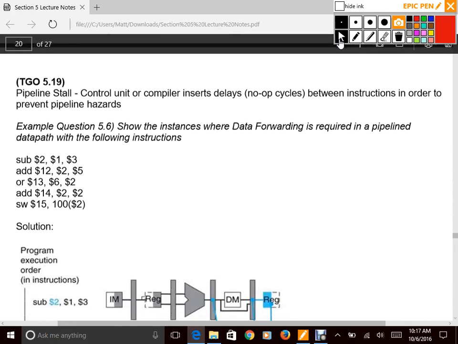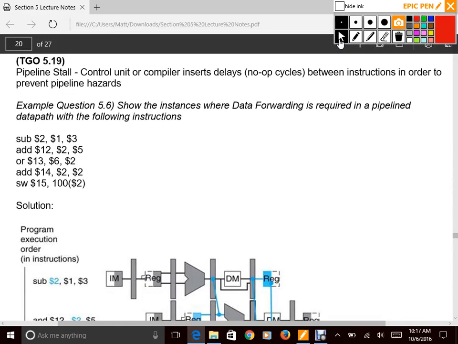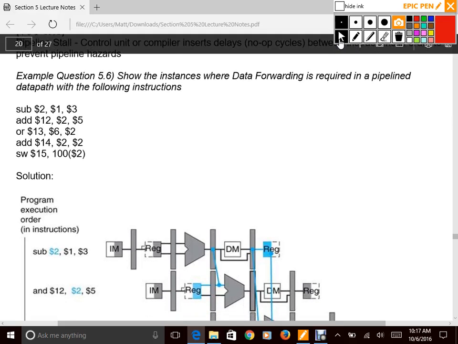All right, so here's how this is gonna break down. Example 5.6, the way that I'll have it on an exam is I will more than likely have four instructions. And I will say, part A, show me where the pipeline hazards are. Part B, how would this be done if we just inserted stalls? Part C, how would we do this with data forwarding? It turns out, once you start understanding it, that's actually a much simpler question than it sounds.